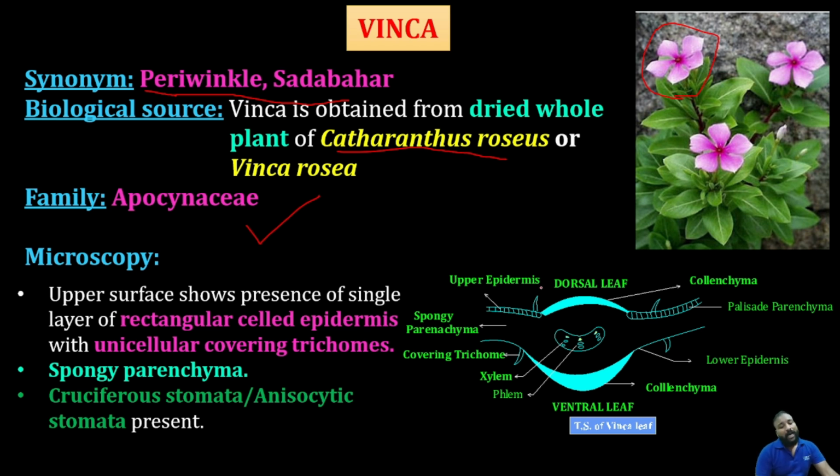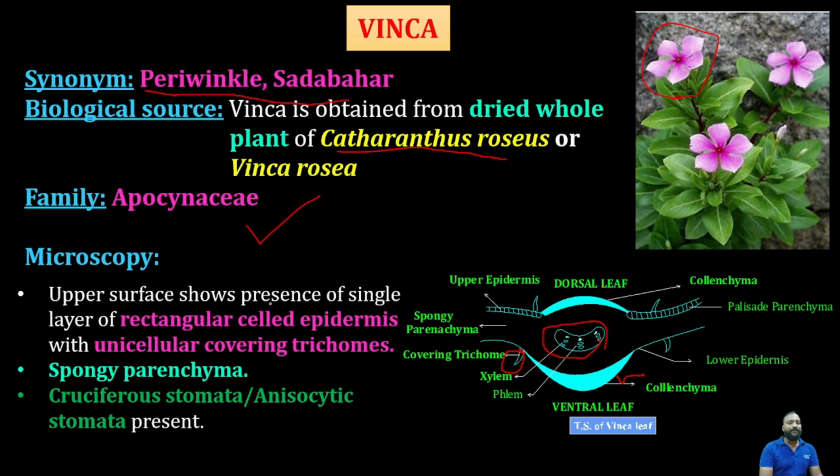When you look at the leaf TS, the dorsal part is the upper part and the ventral part is the lower part. We can see the upper epidermis and the lower epidermis. Palisade parenchyma will be there, and it consists of covering trichomes. Spongy parenchyma will be there, and xylem and phloem will be there. So these are the common or main important parts. It consists of all the parts, but the special feature is the covering trichome in Vinca.